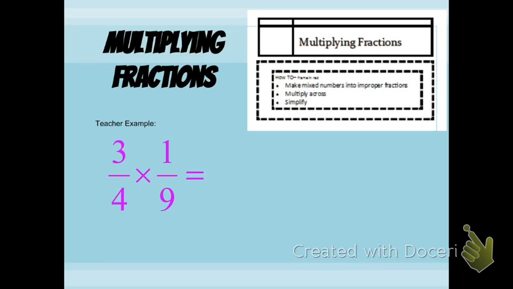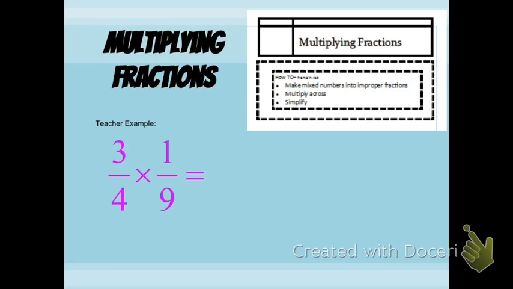So you have to remember that going forward through all the rest of the things we're going to do, you're going to have to simplify your fractions. But today we're just going to talk about multiplying fractions. And y'all, this is, I think, the easiest thing in fractions. Because really, the steps are make mixed numbers into improper fractions, multiply across, and simplify your answer. Those are the only steps that we need.